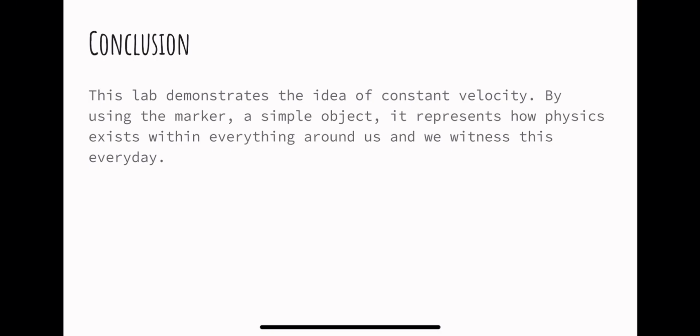In conclusion, this lab demonstrates the idea of constant velocity. By using the marker, a simple object, it represents how physics exists within everything around us and everything we witness in the world. It also confirms that when net force is 0, motion continues at constant velocity, which is what we could predict from Newton's laws.